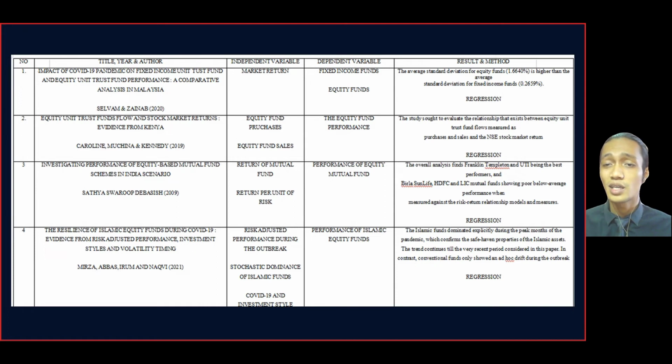The result that we can get from this study is the Islamic funds dominated explicitly during the peak month of the pandemic, which confirms the safe haven properties of the Islamic assets. The trend continues till the very recent period considered in this paper. In contrast, conventional funds only showed an ad hoc drift during the outbreak. And the method that has been used in this study is regression.